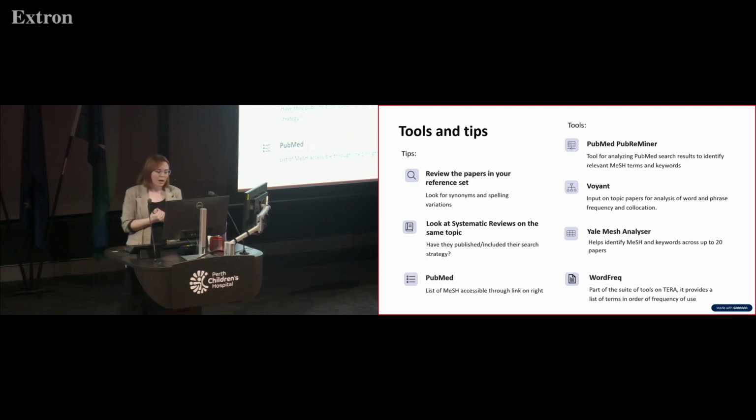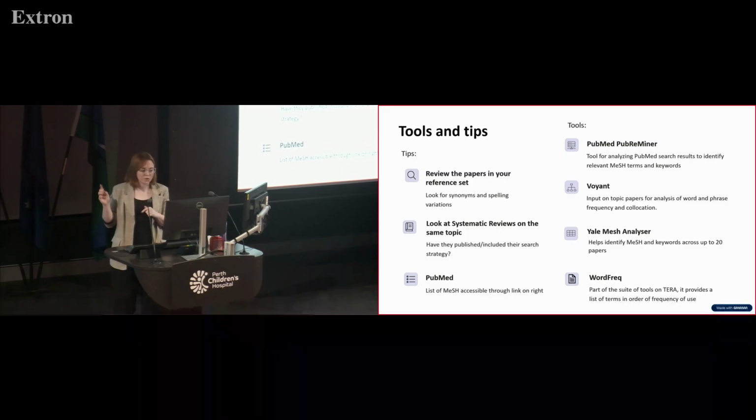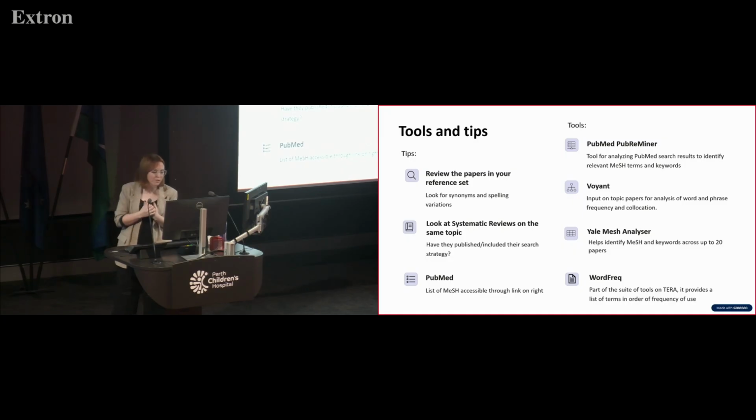search with that. Voyant is an online piece of software, and that's really handy for word and phrase frequency, and it also provides information on the co-location of words. So that's useful to help you identify where proximity operators and truncation can be used. I will talk a little bit more about proximity operators and truncation in a couple of slides, but just bear that in mind, that Voyant is a good one for that.